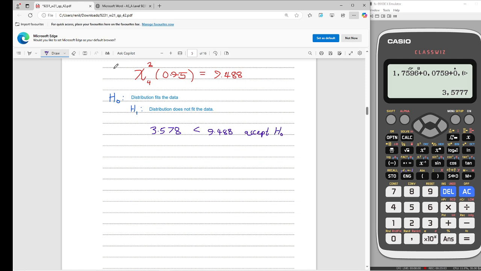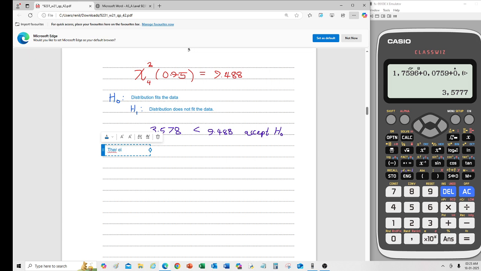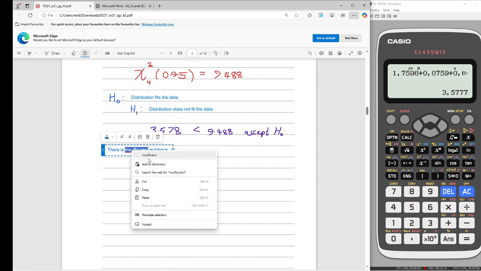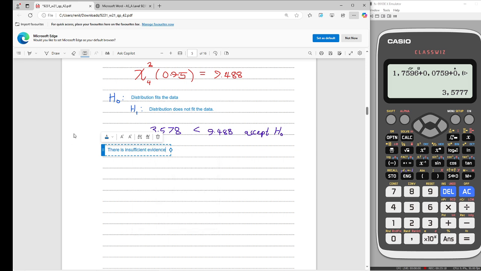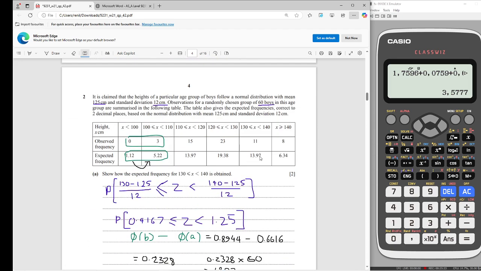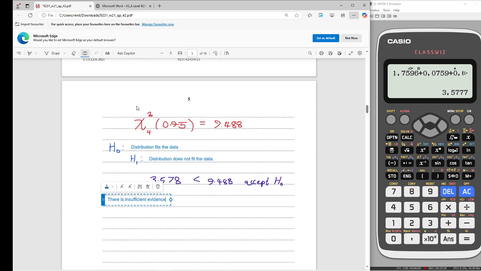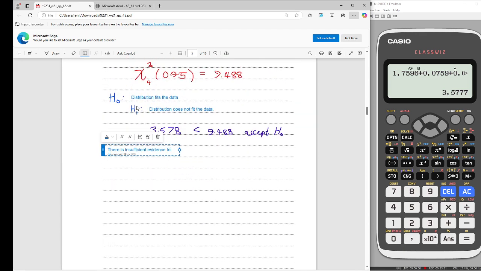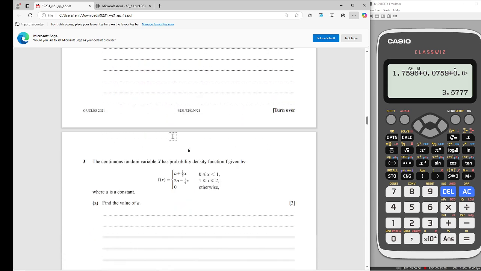Whenever we accept the H null, we state that there is insufficient evidence. It says it's a claim. So whose claim is it? It just says that it is claimed. Fine. So you can say that there is insufficient evidence to support the claim. And that's chi-square tests.